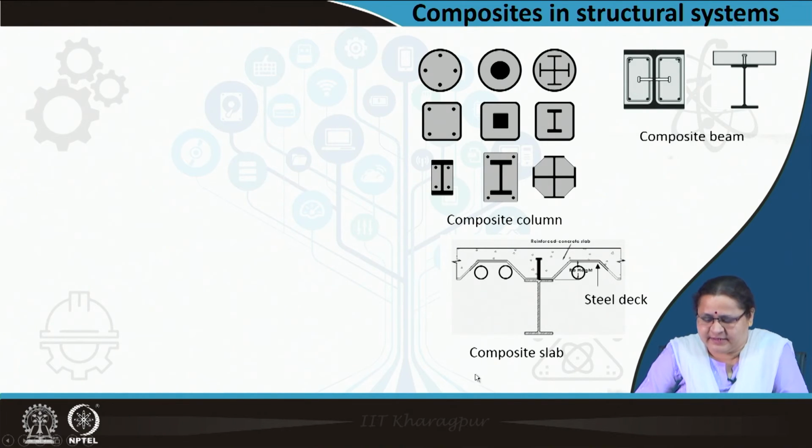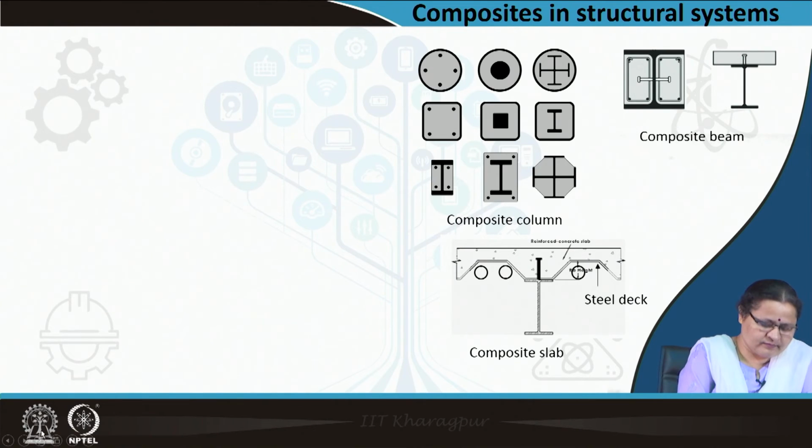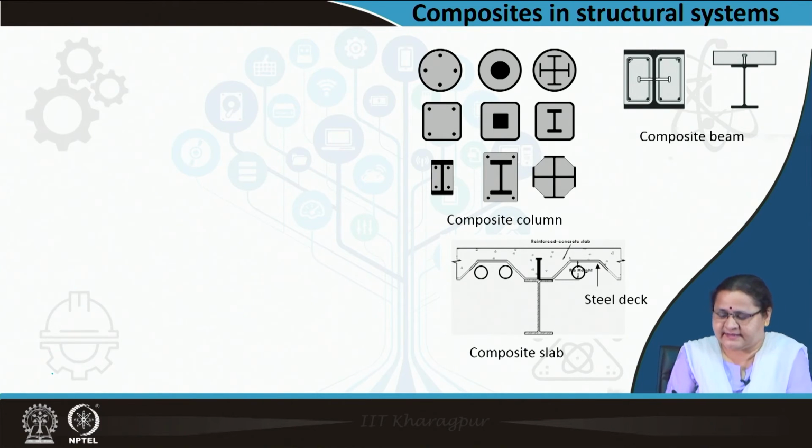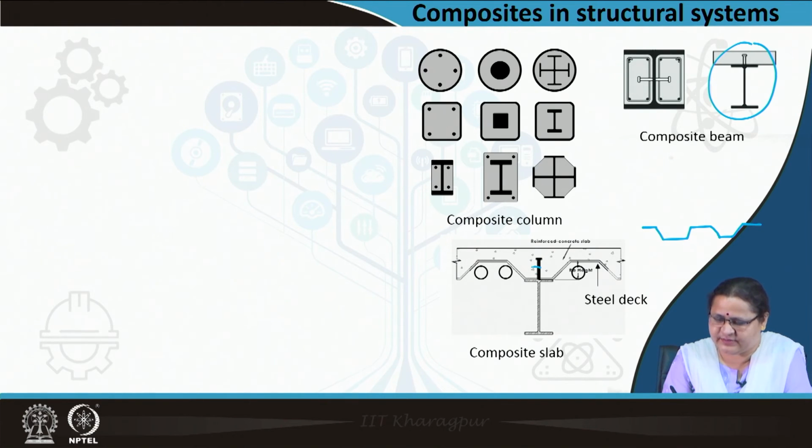Coming to the picture below, here you see it is a slab which is cast within a member which is the steel deck. So the steel deck is nothing but a corrugated steel plate. Here you see the column is there which was repeated here. You can see this column here which has come here.